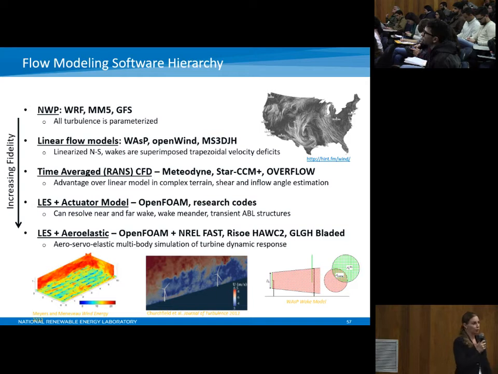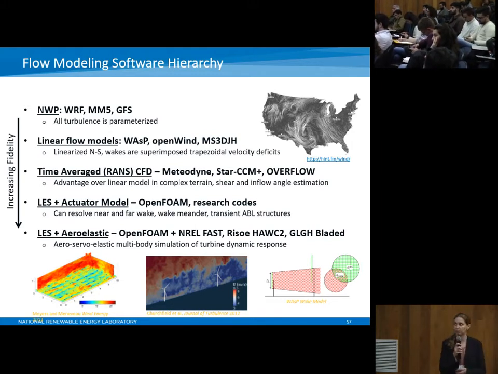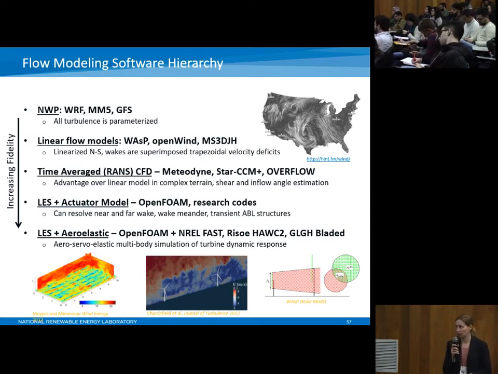There are different resolutions of models we can use. They range from purely statistical and numerical weather prediction models, all the way to CFD and LES coupled with an aeroelastic code, the Rolls-Royce of models for wind plant modeling. All of these are used for research, but in practice, what we typically use for wind farms are linear flow models, linearized Navier-Stokes models. We use those to design and estimate the power production for a plant.